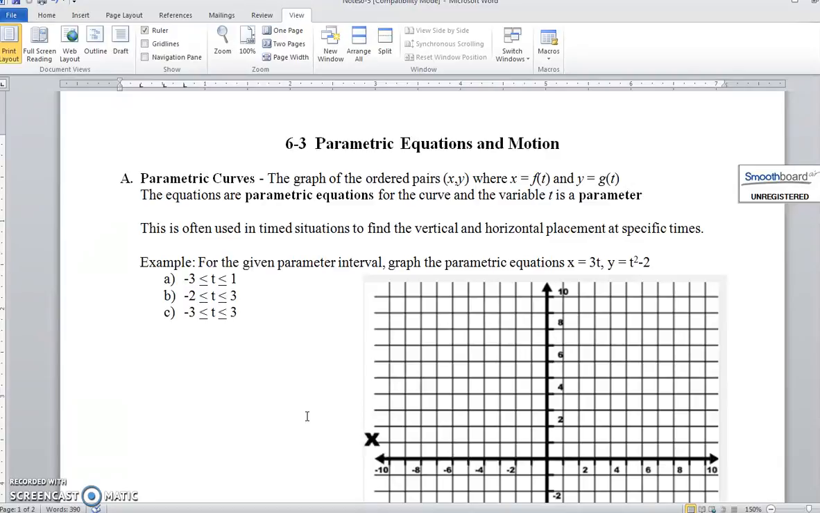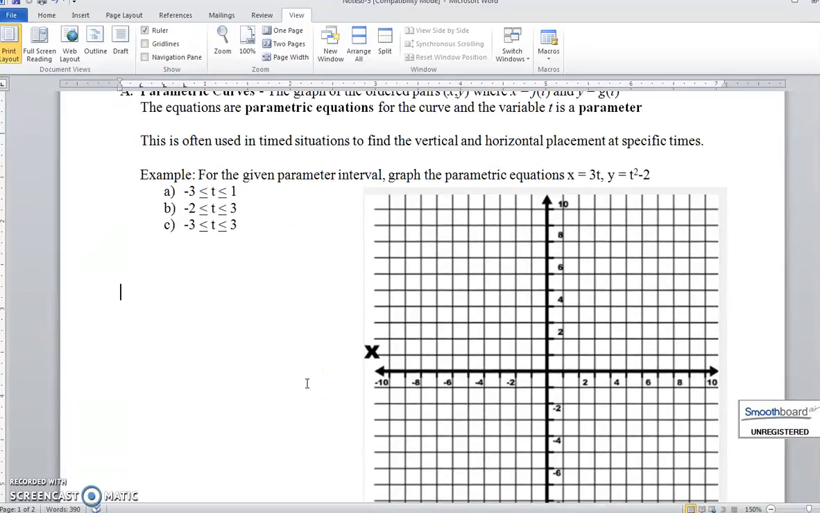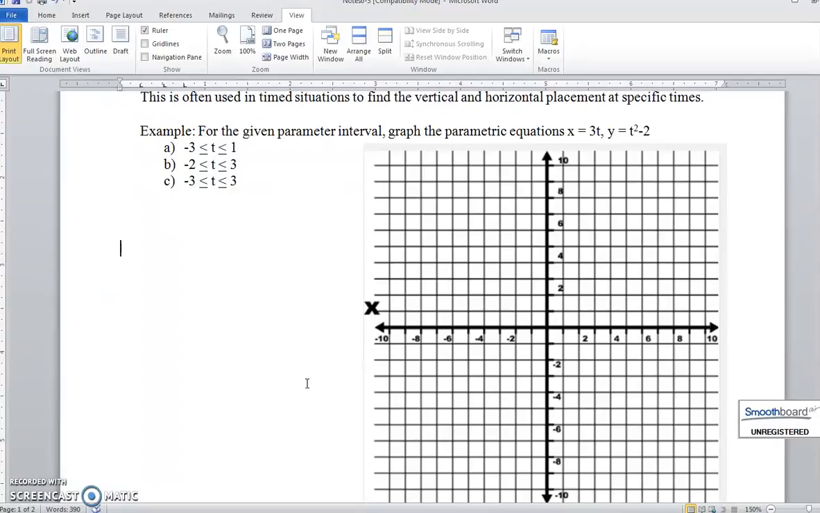So we can use this a lot for applications where we want to model both vertical and horizontal changes as time is progressing, and we'll look at examples of that on our second page. For our first example, I just want to run through a typical parametric equation problem. Let's say our equation is x equals 3t, y equals t squared minus 2.